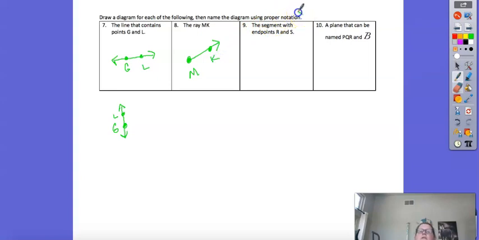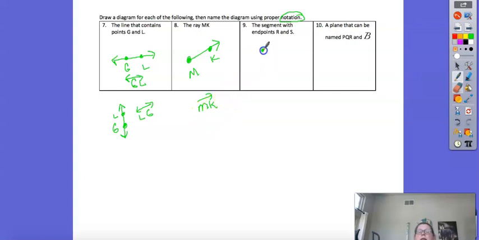Now notice I also said, using the proper notation. So for this one right here, I'd also want you to do GL or LG as the notation. This one up here, you can only have MK, nothing else. I won't accept anything else. It's a ray, the starting point is M and it goes in the direction of K.